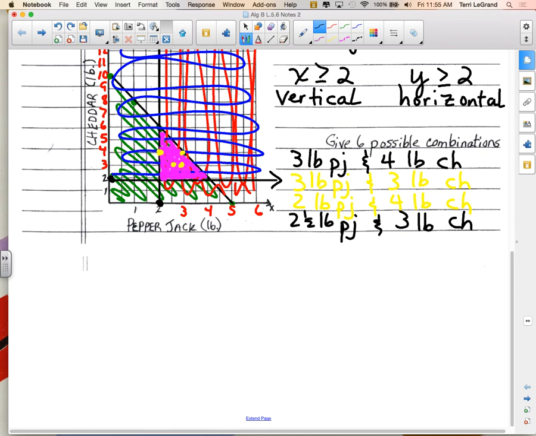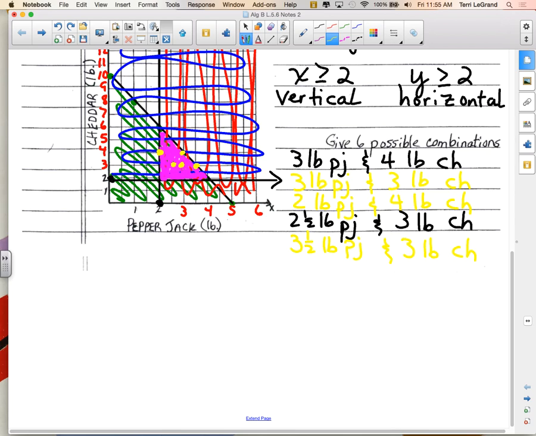Aurora? 3.5 pepper jack and 3 cheddar. So 3.5, so right here. Okay? So we're pretty convinced she can do that? Okay, what if you can't tell that that's a point on the graph? How can we make sure? Let's write it down first of all. 3.5 pounds of pepper jack and 3 pounds of cheddar? Okay, well, we'd multiply how much they cost, right?